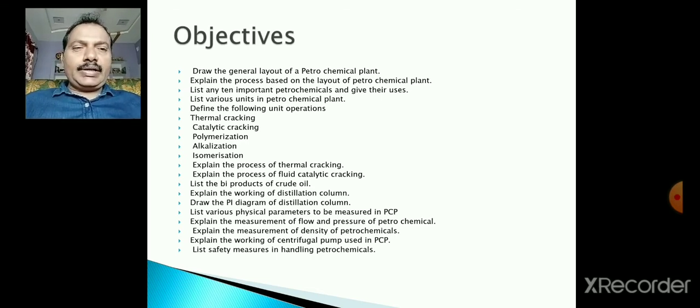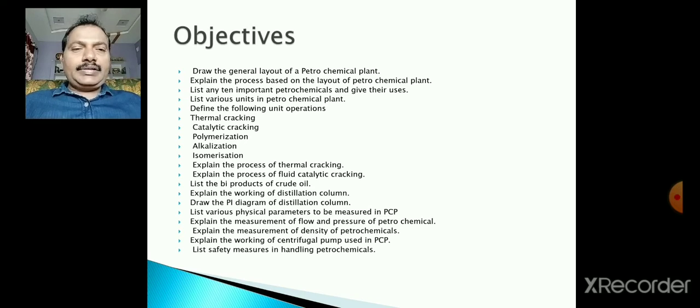In this also, the catalyst chemical element will help us in the process of cracking, so that finally we have different petrochemicals at the output of fluid catalytic cracking. So in this class, we'll discuss fluid catalytic cracking, how it is done, and byproducts of crude oil, and the working of the distillation column, and a P&I diagram of the distillation column we'll see.